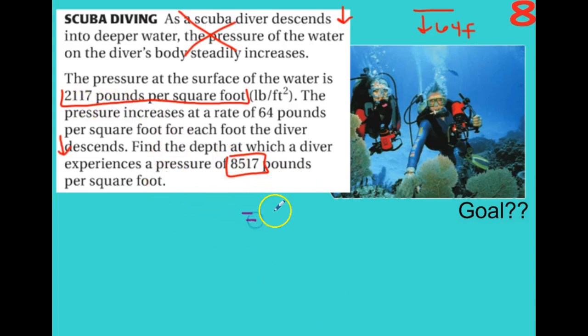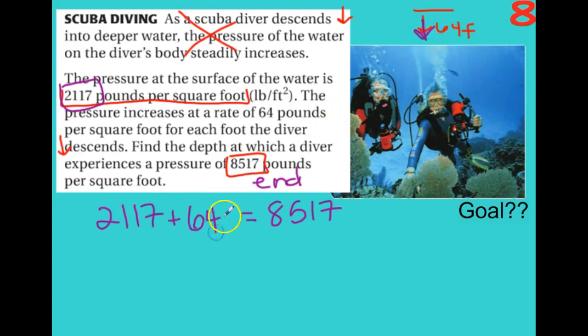We know they have to get here to the end at the bottom of 8,517. We know they're starting over here at 2,117. But every time they go down, they're adding more and more pressure, 64 multiplied by the number of feet that you're going down. So if we solve this, let's get rid of just our addition or subtraction. So let's subtract 2,117.